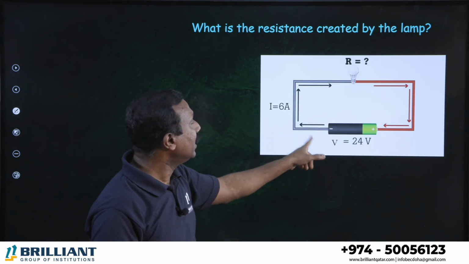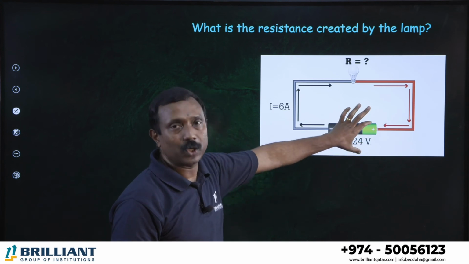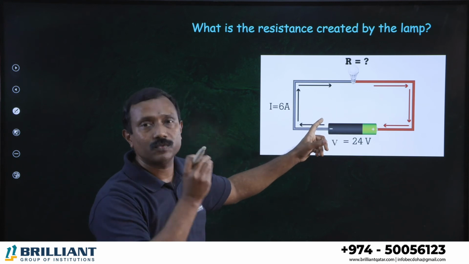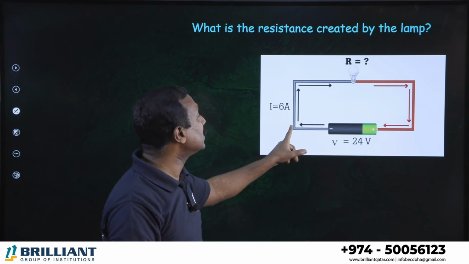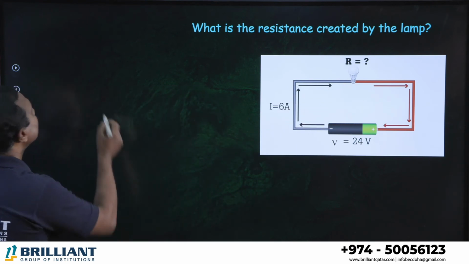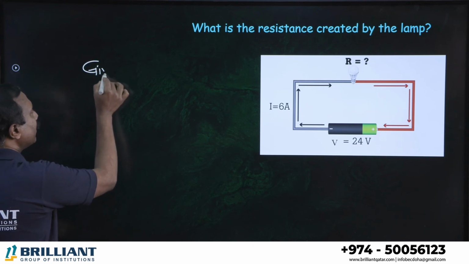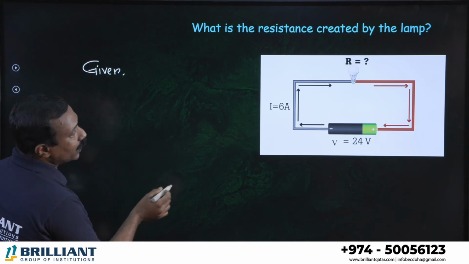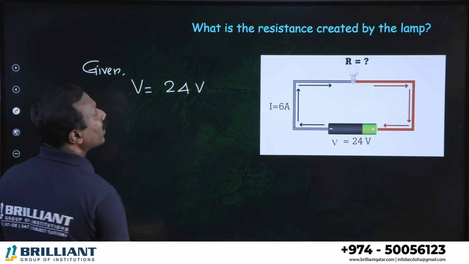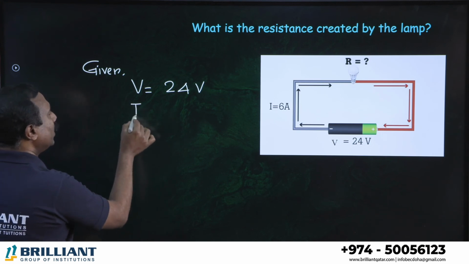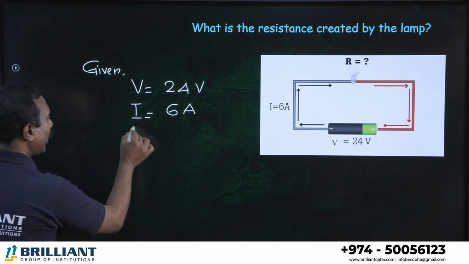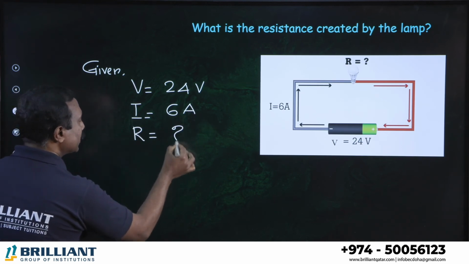Now, we can see that in this circuit, a 24 volt potential difference is applied across this lamp. But we don't know the resistance of the lamp. But they already mentioned the current that is passing through the circuit. So we can write down the data given. The given values are: V, the potential difference, is given as 24 volt. And the current value is given as 6 amperes. Now what we want to find out is the value of this resistor.